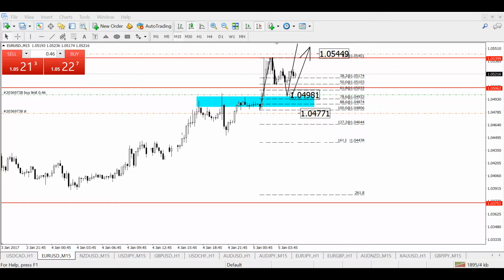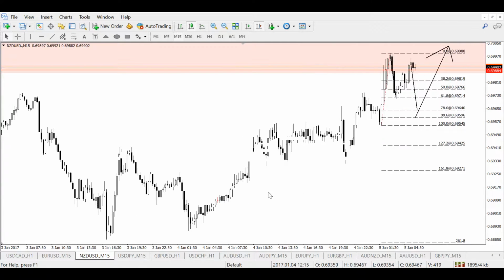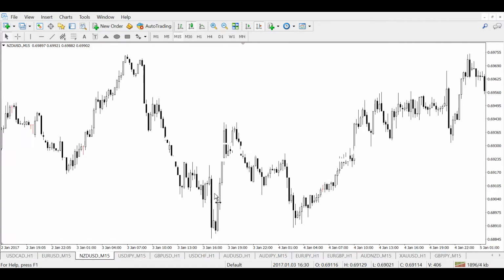Alright, so I'm just gonna talk about first, I'm gonna touch on what you might have missed for this week so far. Let's have a look at the Kiwi against the US dollar.